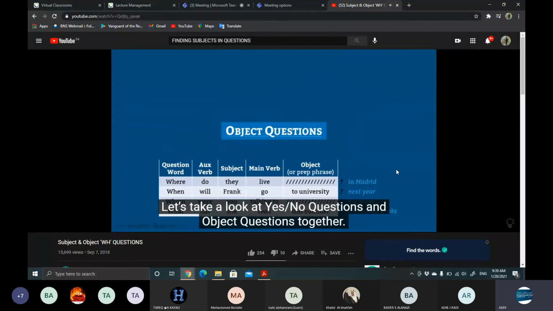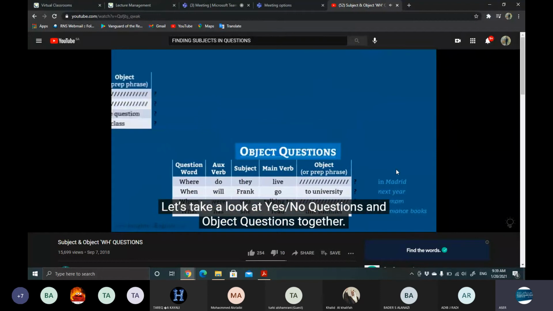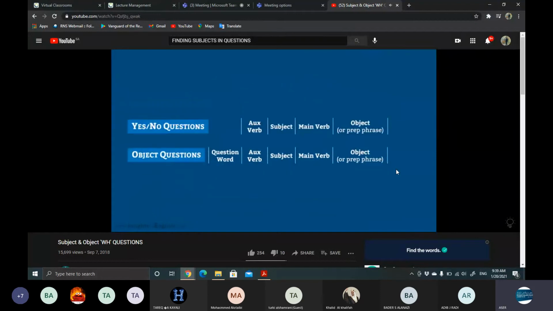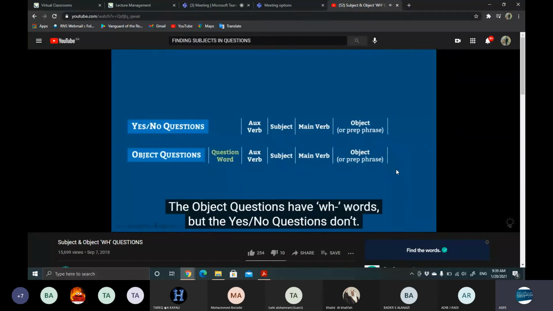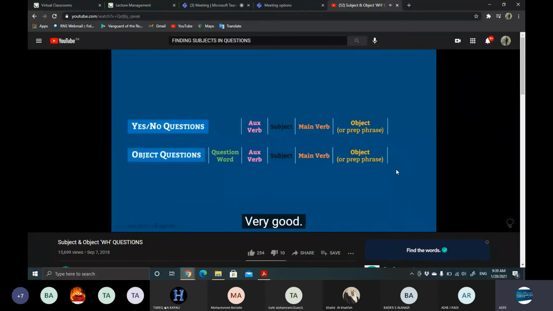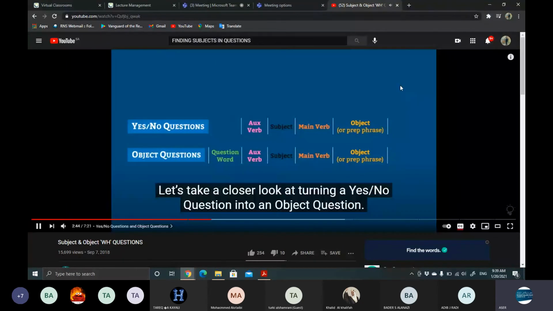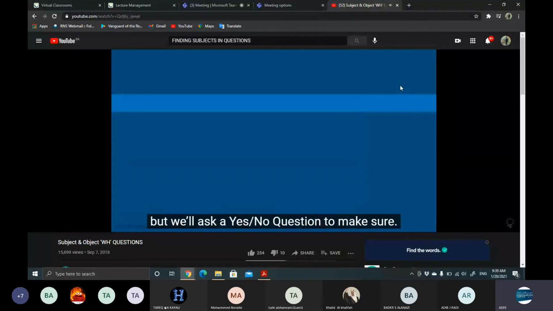Let's take a look at yes-no questions and object questions together. What do you notice? They're almost the same. Almost. What's the difference? The object questions have WH words, but the yes-no questions don't. The rest is the same. Very good. Let's take a closer look at turning a yes-no question into an object question. Suppose we think we know what Kelly did last weekend, but we'll ask a yes-no question to make sure. Did Kelly play guitar in the park on Saturday?